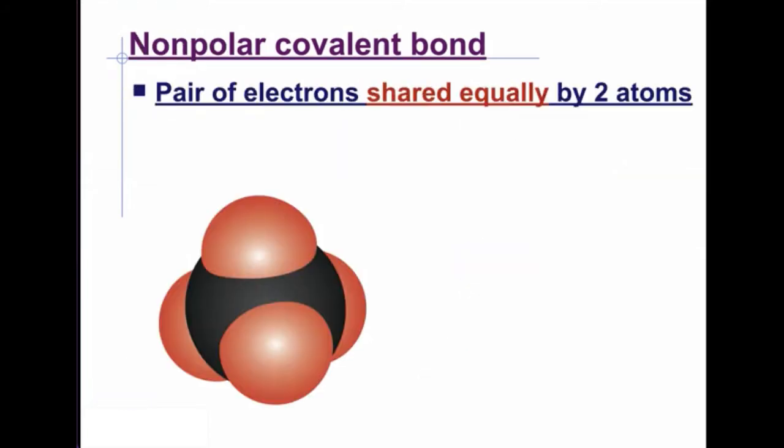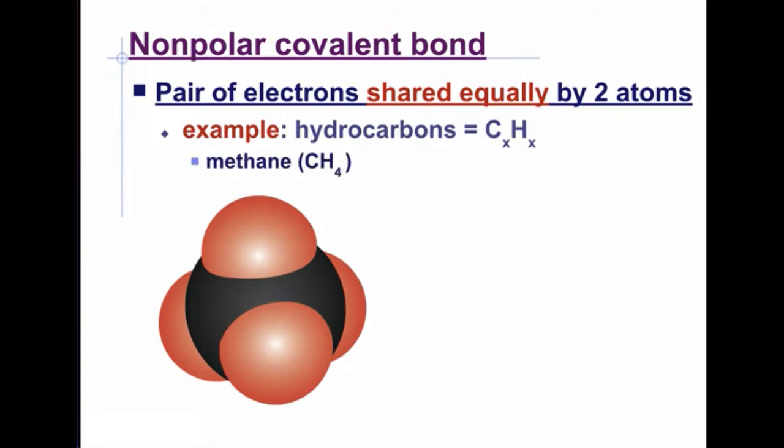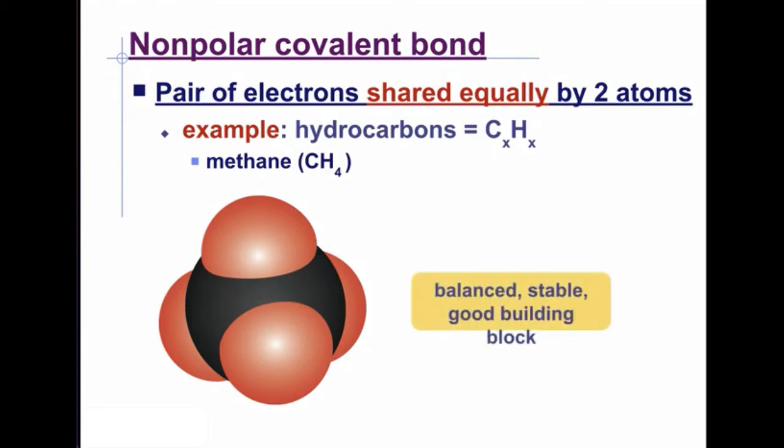Now, there is another covalent bond called non-polar covalent bond. The pairs of electrons are shared equally by two atoms. An example here is your hydrocarbon, or to be specific, methane, or CH4. C is that black molecule right there, and the H4 are the red ones. So as you can see, it's balanced and stable, and it's a very good building block.